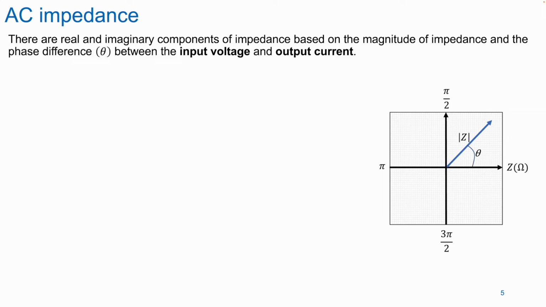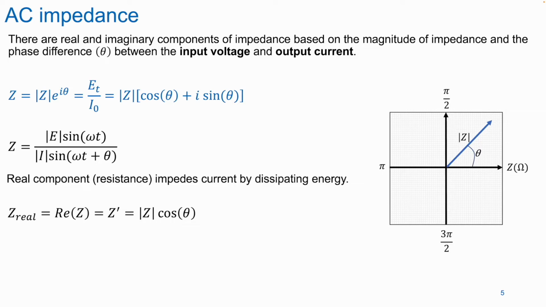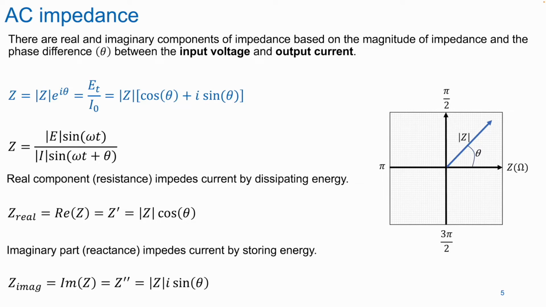AC impedance contains real and imaginary components. The magnitude of impedance and the phase difference between the input voltage and output current can be correlated with physical phenomena that we're trying to probe in the materials. The real component, or resistance, impedes current by dissipating energy, and the imaginary part, or reactance, impedes current by storing the energy.